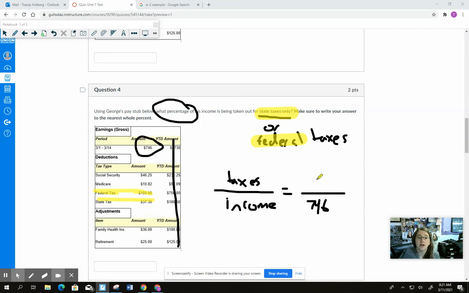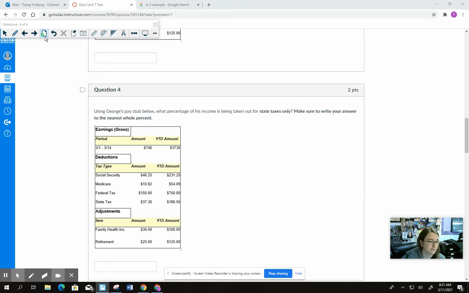So reread your question. See what number has to go on top. Once you do see that, you will divide this fraction, get it as a decimal, and then you'll see what your percent is. So go ahead and go back to your test on number 4. See if it was state or federal. Make your fraction, and then get your percent.